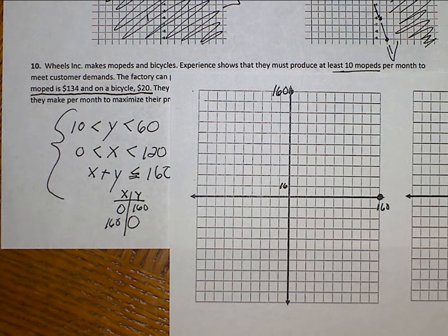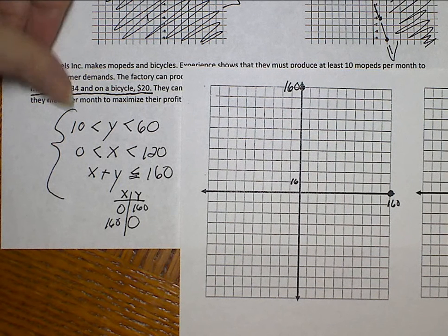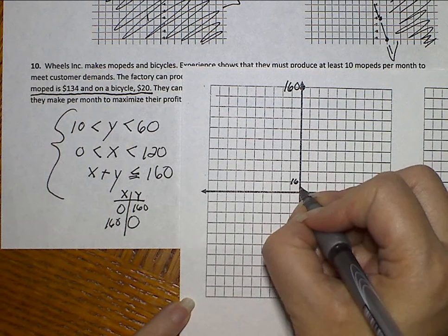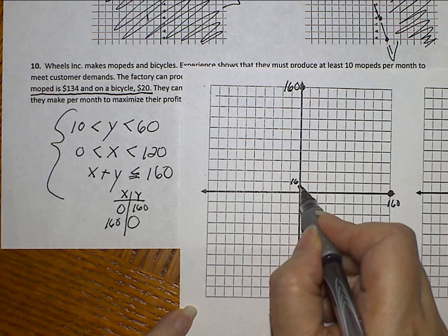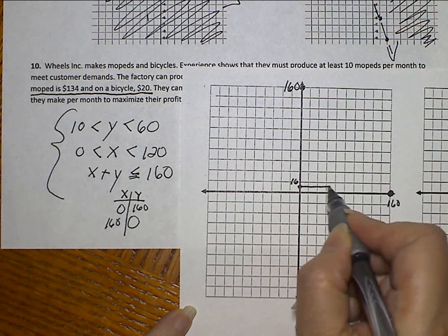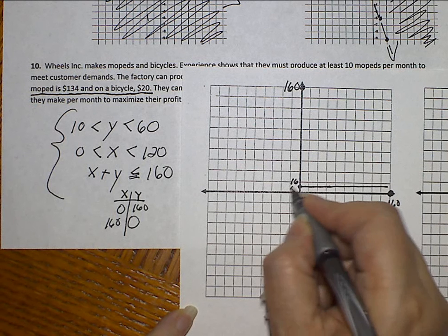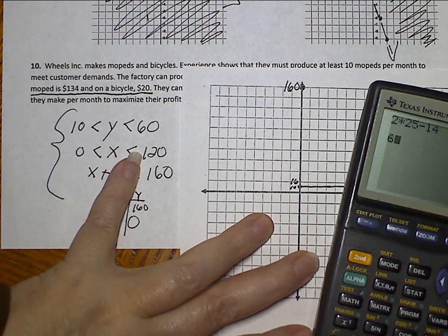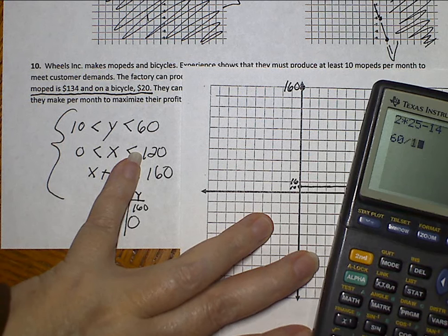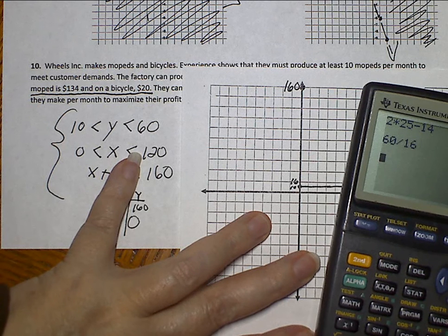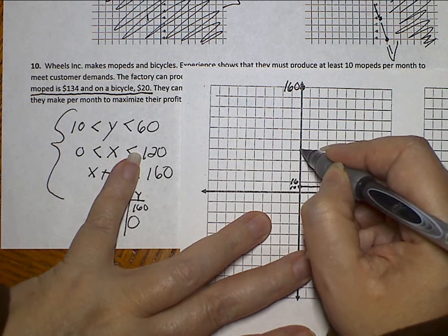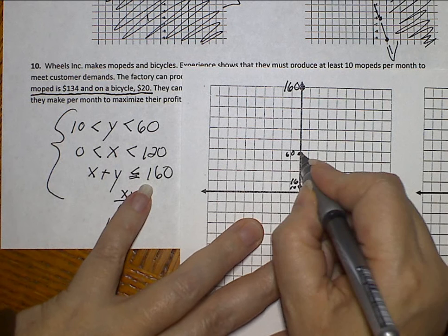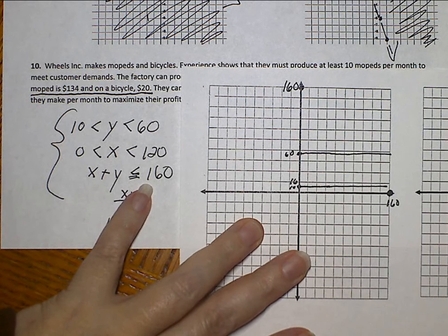Alright, so my y's are between 10, so I have a y equals at 10. So at 10, I have a y equals line. Alright, that's 10. And then I have one at 60. So I'm going to find out where that is by going 60 divided by 16. So a little over, or almost 4. So here's 1, 2, 3, 4. So about right there. This is going to be my 60 line. Alright, so that's my y. So it's going to be somewhere in here.